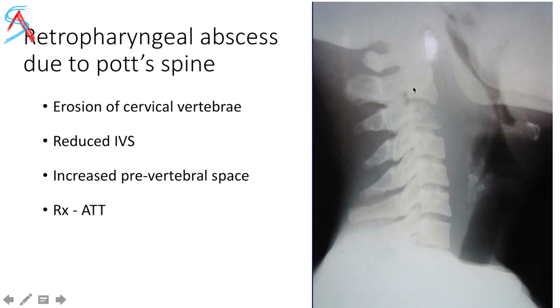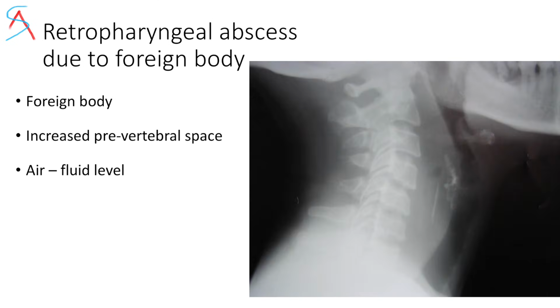So here you can see there is increased prevertebral space, so it's a retropharyngeal abscess with a deformity at the spine too. There is erosion of cervical vertebrae, reduced intervertebral space, so there could be a retropharyngeal abscess due to Pott's spine. Here you can see a retropharyngeal abscess with a foreign body.